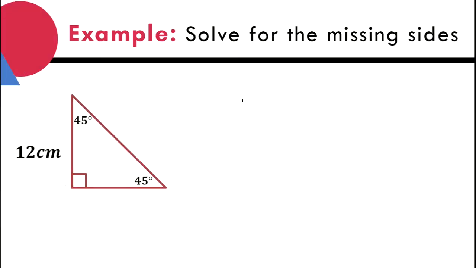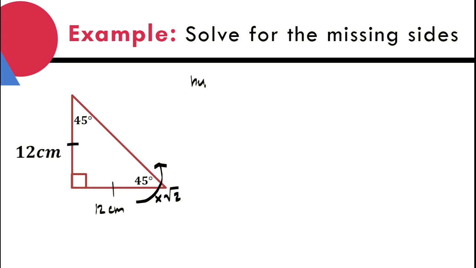For example, solve for the missing sides of the given right triangle. This is a 45-45-90 triangle, so therefore, this is an isosceles. Legs are congruent. So if the measure of the vertical leg is 12 centimeters, the measure of the horizontal leg is also 12 centimeters. Now, to get the measure of the hypotenuse, just follow the pattern. Given the leg, multiply it by square root of 2 to get the hypotenuse.